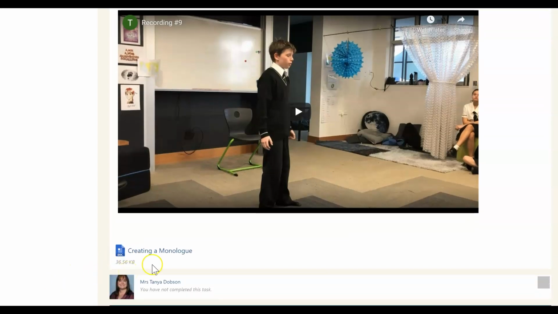You then will need to open the Creating a Monologue Word document here. Now, once you've opened that document, it'll explain a bit more about how to write a monologue and what a monologue is. That's all the instructions for this week.